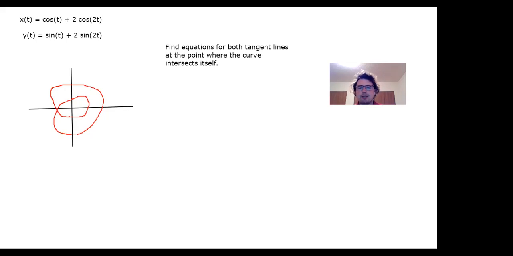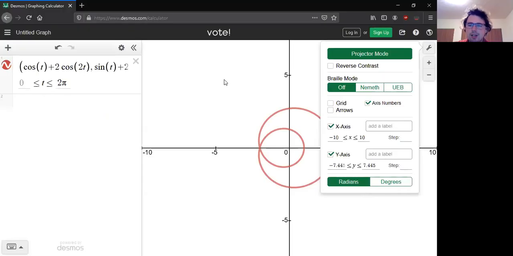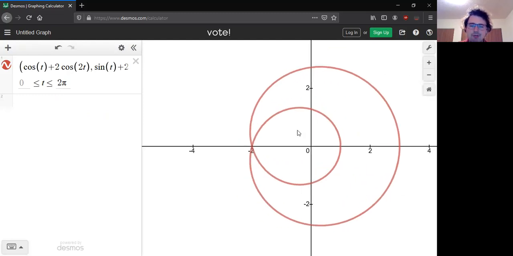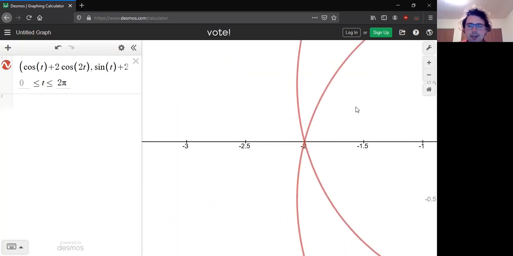And the problem asks us to find the equations for both tangent lines of this curve at the point where the curve intersects itself. So I've made a rough sketch here on my whiteboard that we can keep in mind. But just to double check, here is what that picture would look like if I was using a graphing calculator to assist me. And what's nice about this is I can find the coordinates for this point where the curve intersects itself. It looks like the curve intersects itself at the coordinates -2, 0.